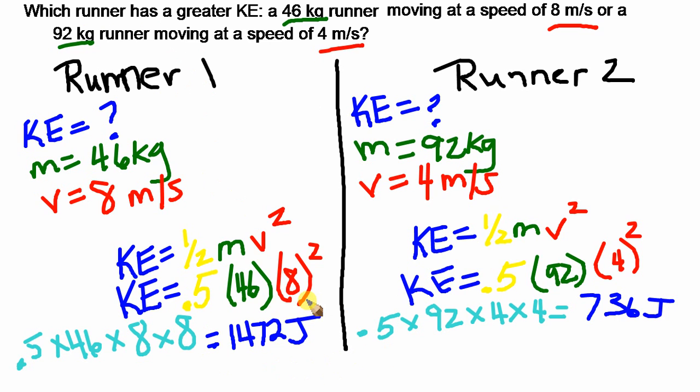My question is asking which runner has a greater potential energy. Runner 1 has a potential energy of 1,472, and runner 2 has a potential energy of 736. So we know that runner number 1 has the greater potential energy, or kinetic energy, I apologize.